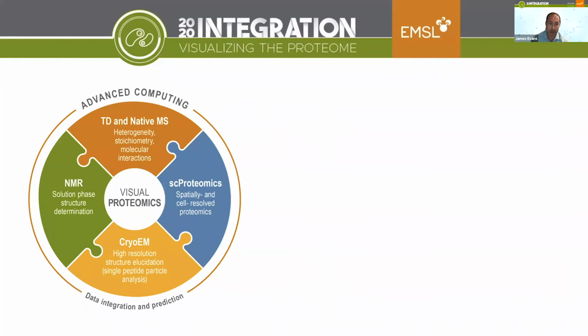Now, those are lofty goals, but one of the main reasons that we think we are one of the facilities capable of pushing this forward, there are a few around the world, is that we have top-down and native mass spectrometry capabilities to look at heterogeneity, stoichiometry, molecular interactions, post-translational modifications. We have single cell proteomics to do spatially and cell resolved proteomics. We have cryo-EM for high resolution structural elucidation, as well as electron tomography to get the whole cell context, and NMR solution phase structure determination, as well as advanced computing for data integration and prediction. So all of these capabilities are housed within one building, as Douglas mentioned.